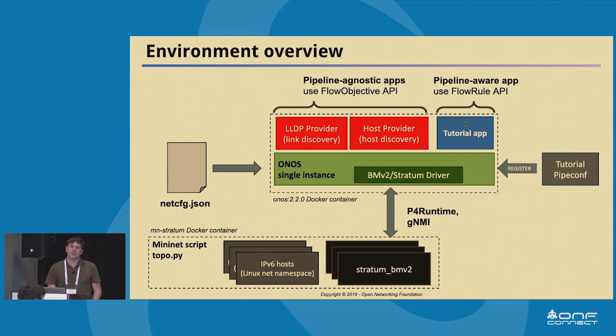This tutorial app is essentially the control plane of your IPv6 fabric, or at least the fabric you're trying to build. The difference between the built-in apps and the tutorial app is that the tutorial app is a pipeline-aware application, so we program the network using the same table names and action names as the P4 program, while the other 2 use the flow objective API. Finally, we have a netcfg.json file, which stands for network configuration, that specifies the IP address, gRPC port, the Pipeconf ID, driver and everything else of the Stratum BMV2 switches we're trying to control.